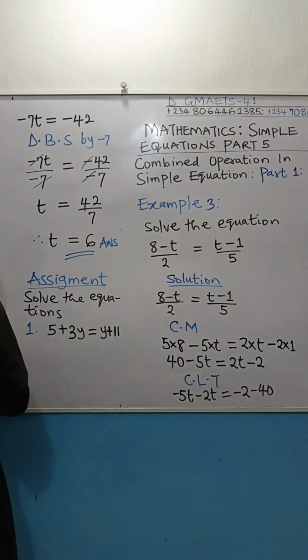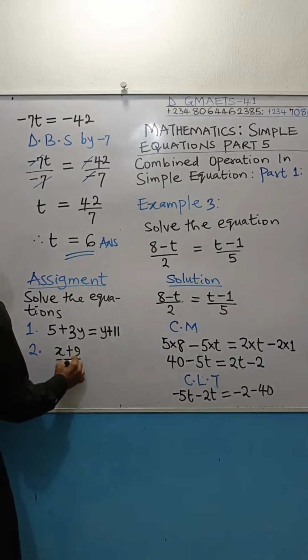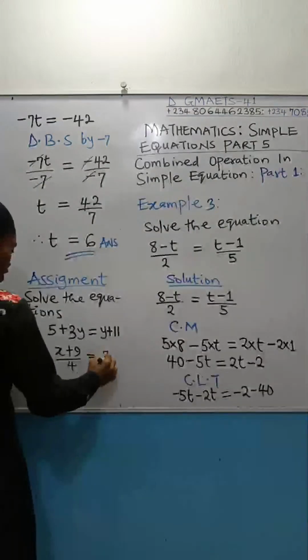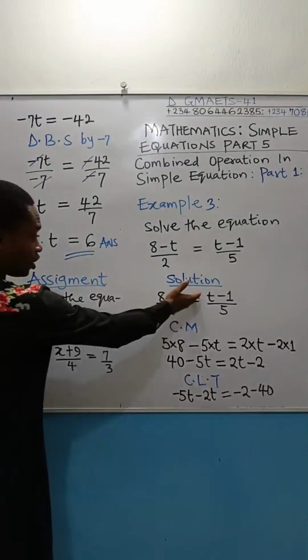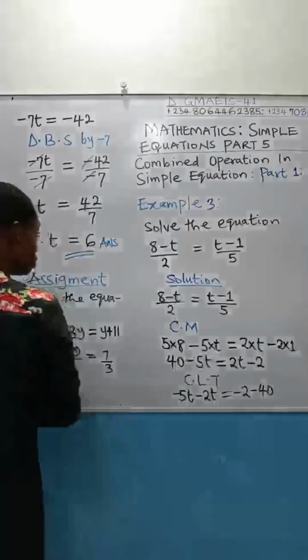Let us look at question number 2. All right, assignment number 2: I have x plus 9 over 4 equal to 7 over 3. If you're solving this question, you use the knowledge you got from example 3.